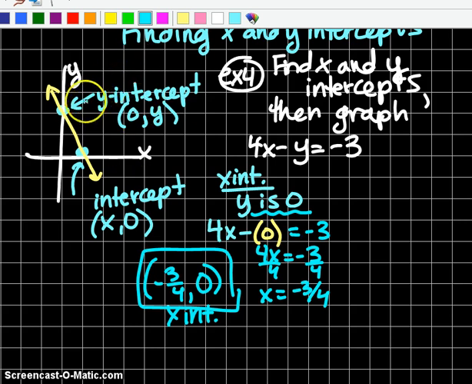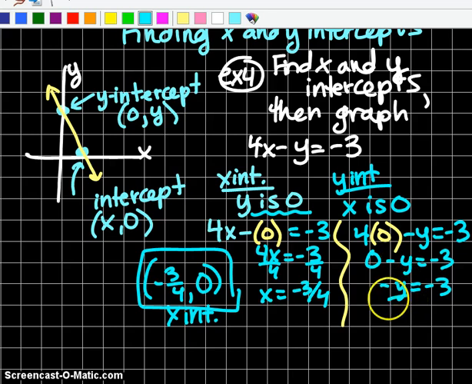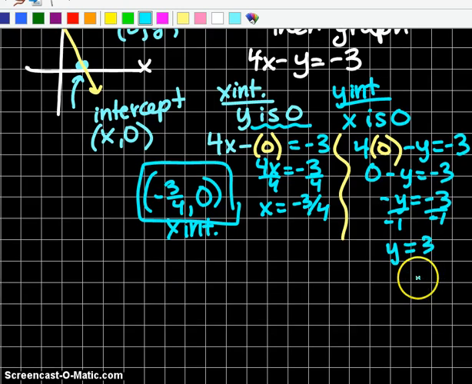If you look at this, to find a y-intercept, we're now going to plug a 0 in for x. So x is 0 for a y-intercept. So here I go, I'm plugging in a 0, and then I'm going to go through and solve. 4 times 0 is just 0. So I've got -y equals -3, and I end up with y equals 3. So my y-intercept is 0, 3. Again, giving it in point format.